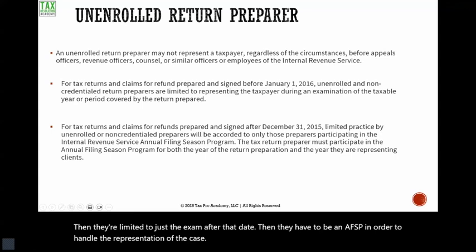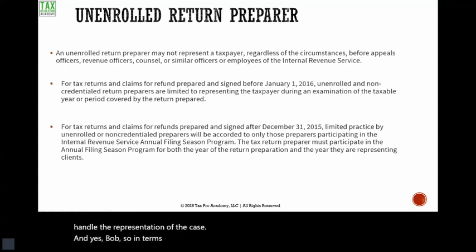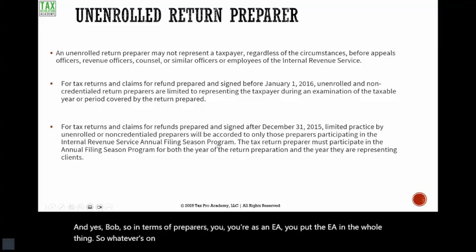And yes, Bob, in terms of preparers, if you're an EA, you put the EA in the whole thing. So whatever's on your card, that's what you should use.